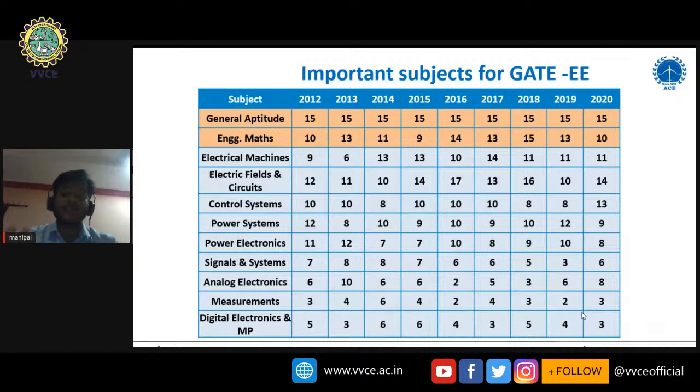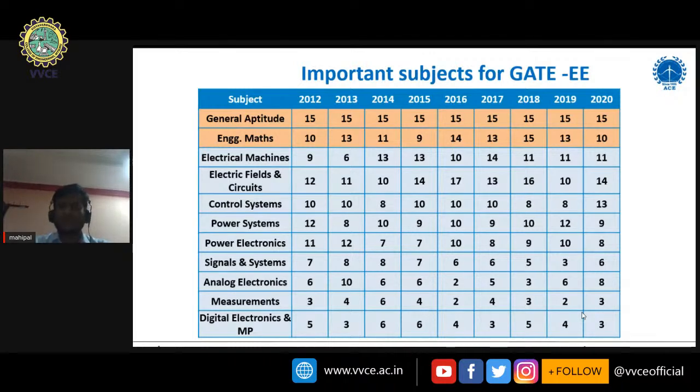I'm not telling you not to study other subjects. You should also study other subjects in such a way that if some basic questions come from these subjects, you should be in a position to answer. But I don't suggest you prepare advanced topics in subjects like measurements just for 1 extra mark. If you spend the same time on electrical machines or power systems or power electronics, you are going to get 3 to 4 marks. So you should know where to spend your time and where not to.